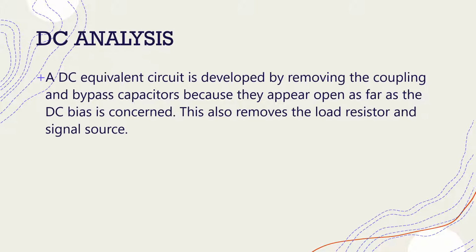DC analysis. The DC bias values must first be determined. To do this, a DC equivalent circuit is developed by removing the coupling and bypass capacitors because they appear open as far as the DC bias is concerned. This also removes the load resistor and signal source.